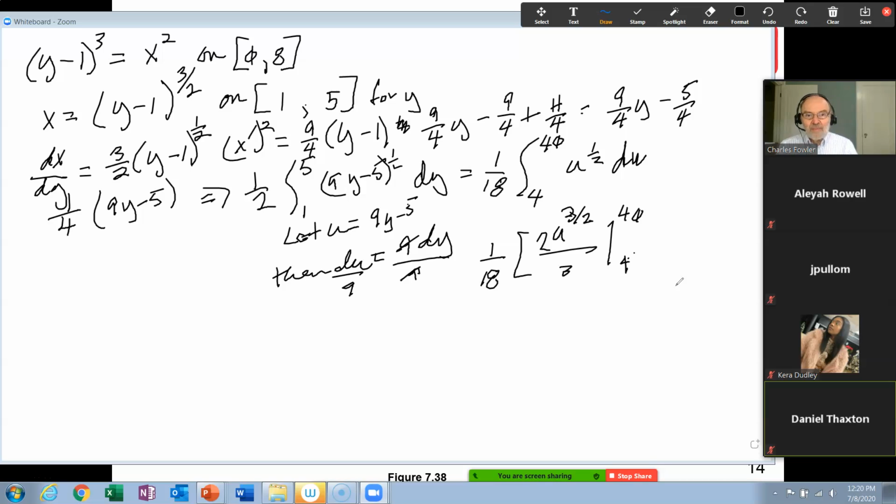Let's go on and pull the 2/3 out of that too, because that's not going to change anything. So 2 will go into 18 9 times, and that leaves us as a 1/27. And then we'll evaluate this from there to there. Okay, here it goes. This is rather awkward. 40 to the 3/2 power.